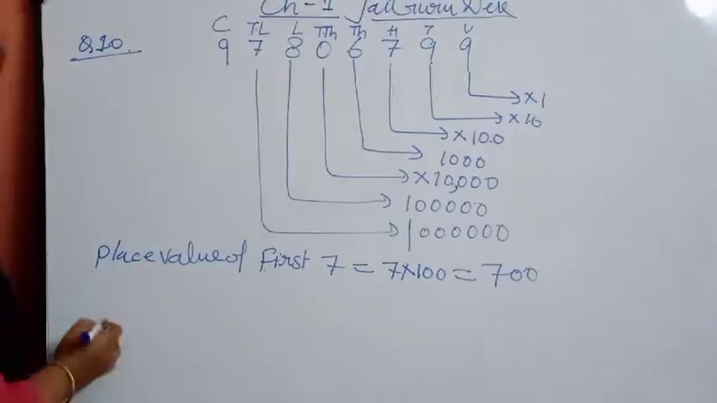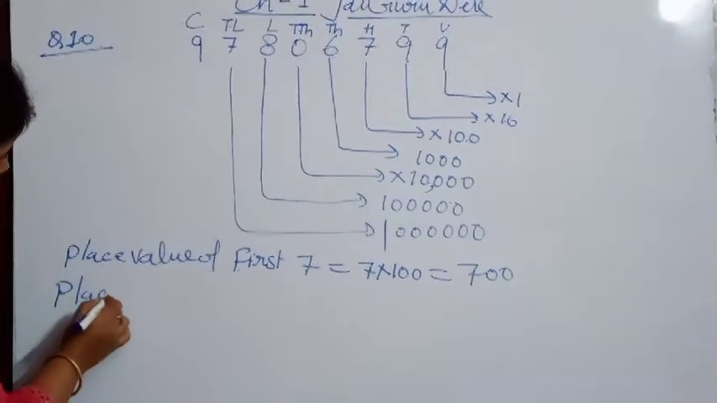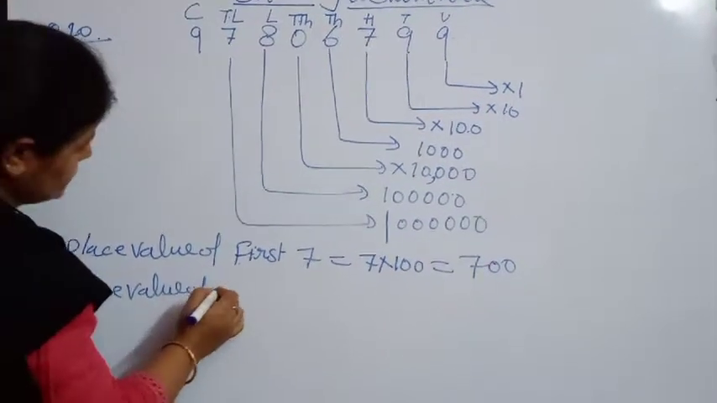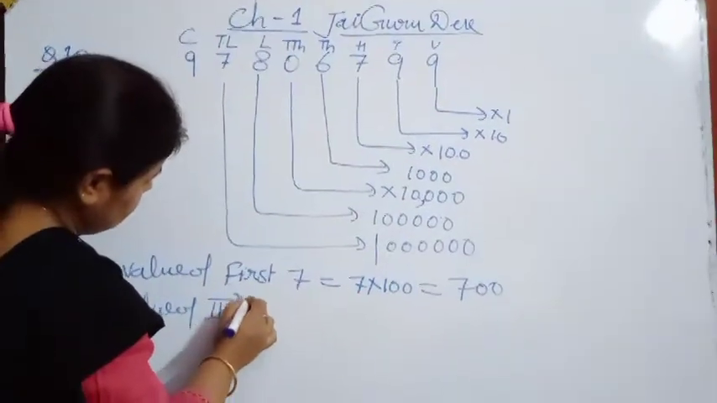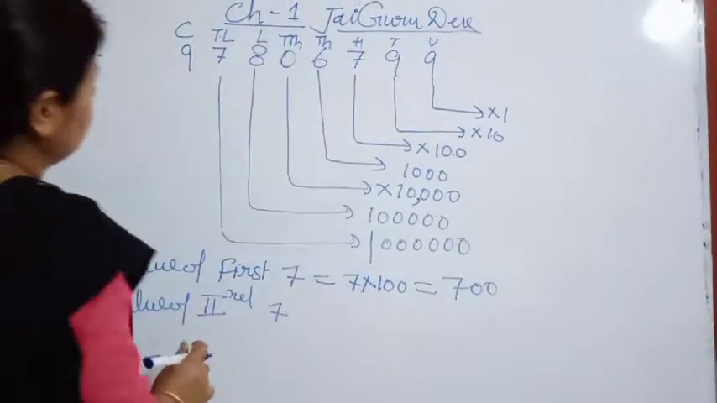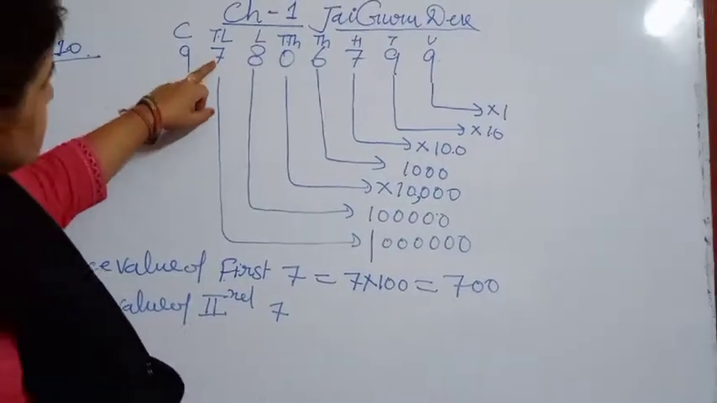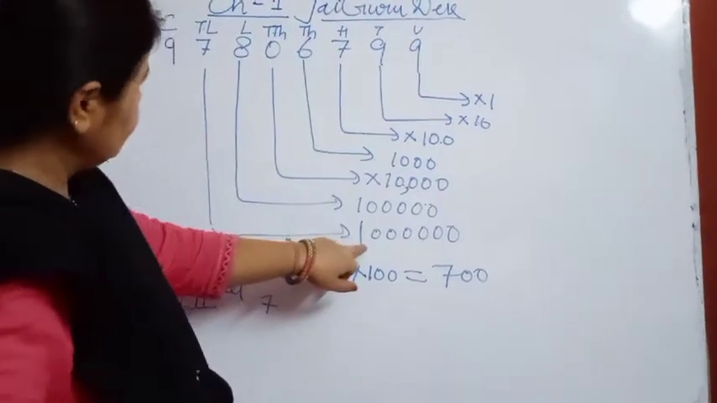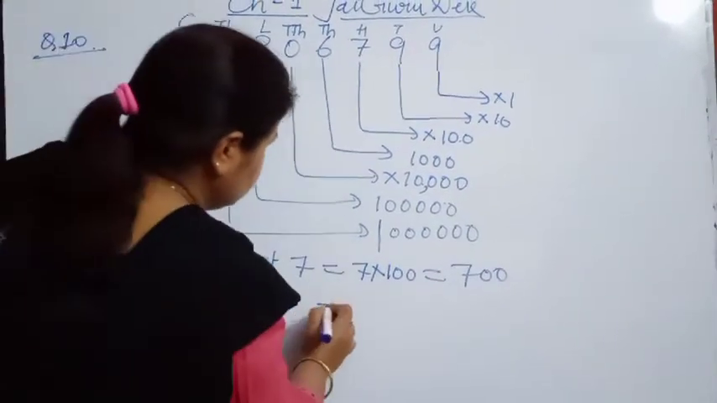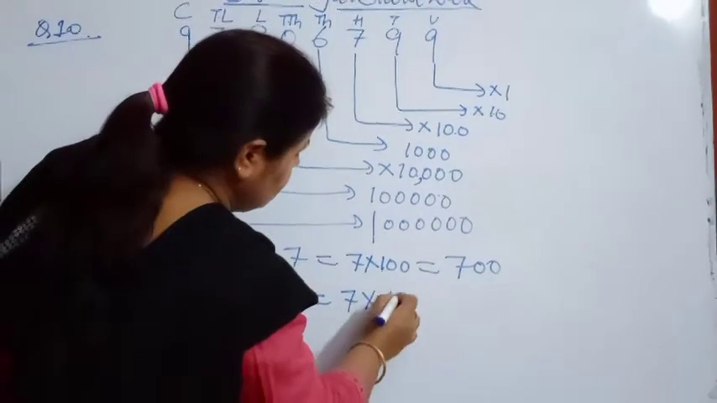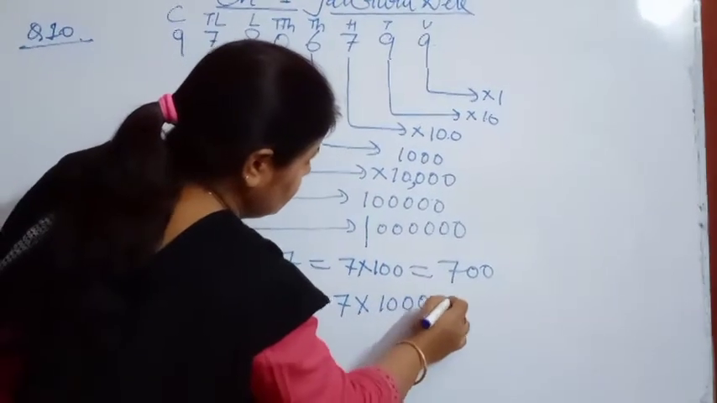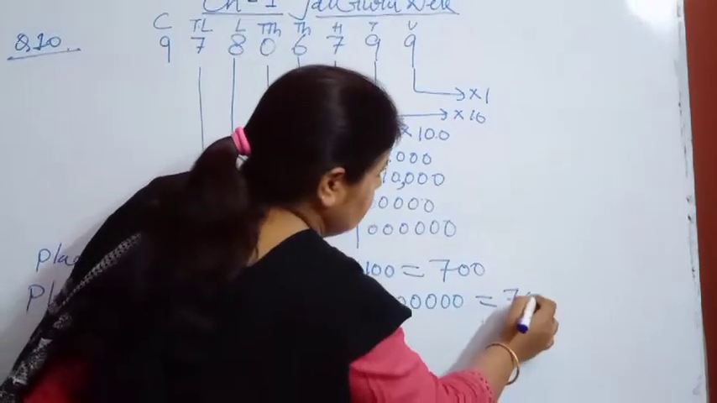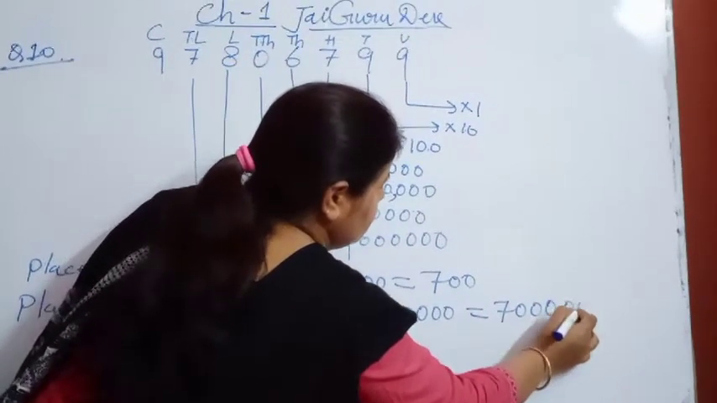Now, the place value of the second 7. It will be multiplied by 10 lakh, which is equal to 7 into 10 lakh. 1, 2, 3, 4, 5, 6. It will become 7, 1, 2, 3, 4, 5, 6.